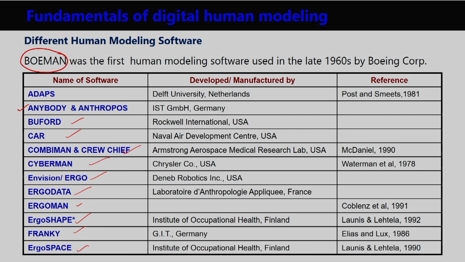So, these are the various digital humanoid softwares which are developed or manufactured by different organizations, as listed here. You can see the list of developers or manufacturers. At the same time, many of these softwares have been used for ergonomic evaluation of products and workstations, which have been reported by various researchers. The references are also available in the last column.